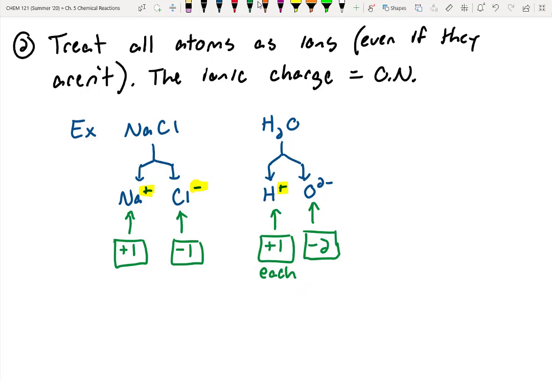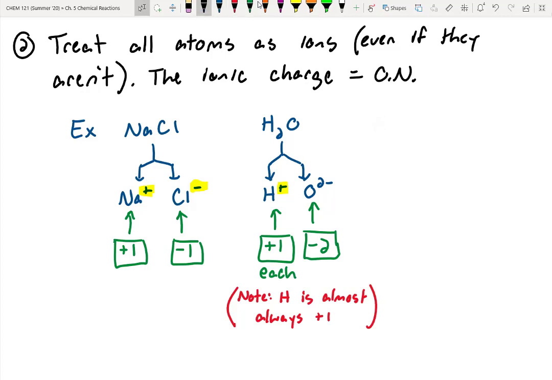So hydrogen, let's make a note here, is almost always +1. So that's a common trick you can use. Some students get confused by that. All right, let's try maybe one more of these.